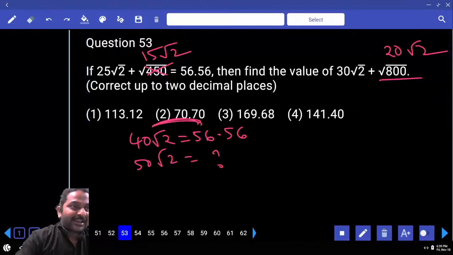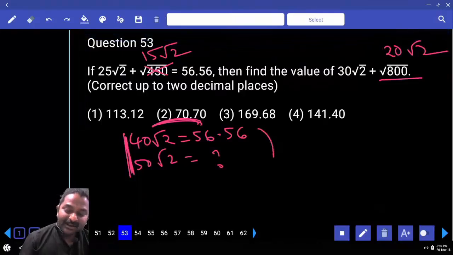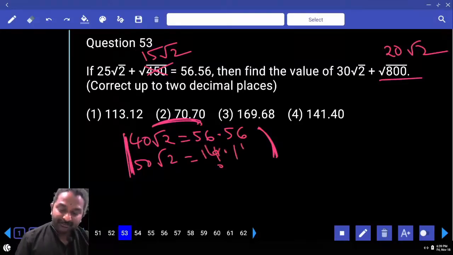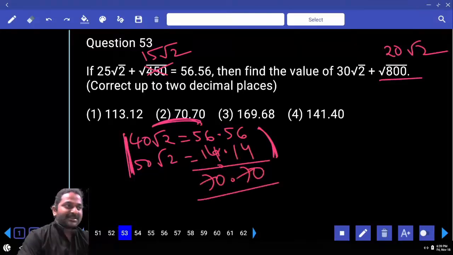Horizontal comparison. Yes. Or you can go with vertical comparison also. 40 root 2 and 50 root 2. Both the numbers are in what respective ratio? 4:5. Now you know 4 parts value and we need to get 5 parts, correct? That means we need to add 1 part. That means we need to add 1/4. What is 1/4 of this number? 14.14. When you add it, it becomes 70.70.